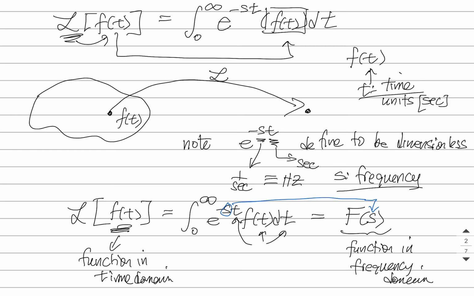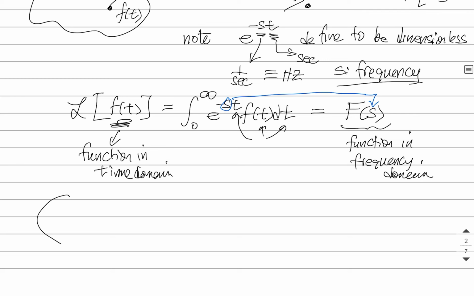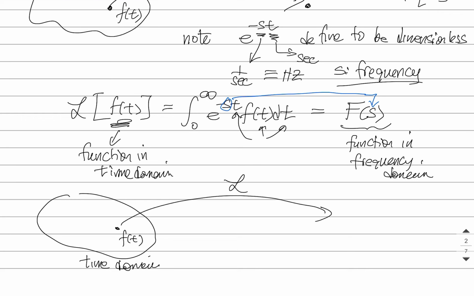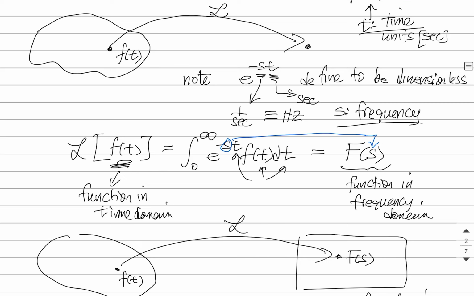Now the little f has whatever formula, and capital F will be something totally different. But what's important here is that we are converting from the time universe, so the time domain, we're taking our function little f and converting it into a new function, capital F of s, and this is now in the frequency domain. This transform L is called a Laplace transform.